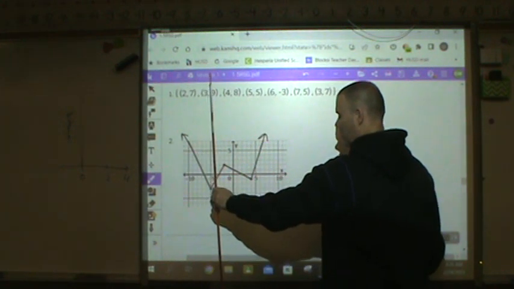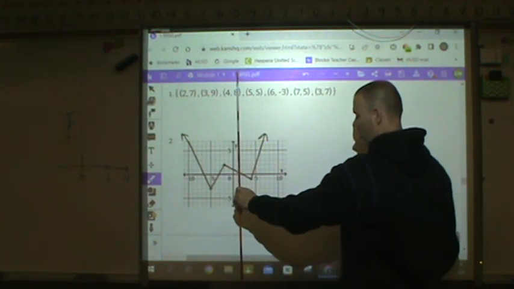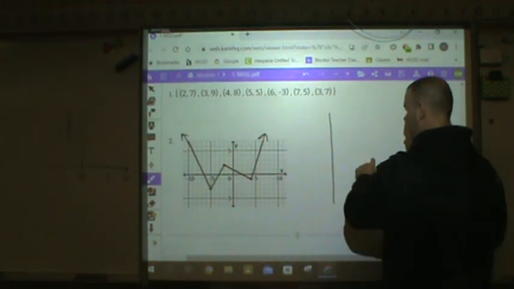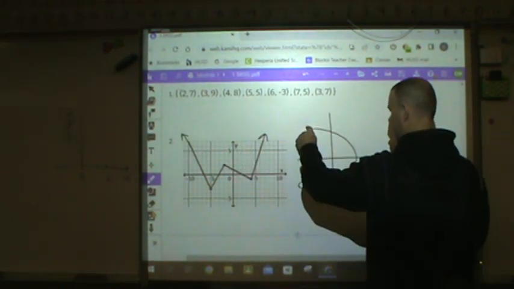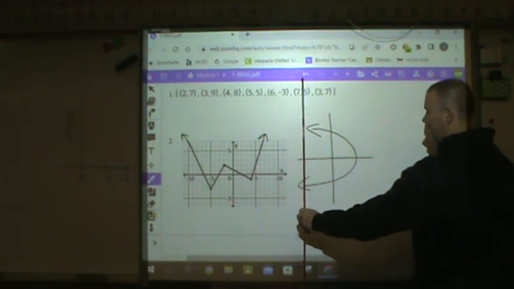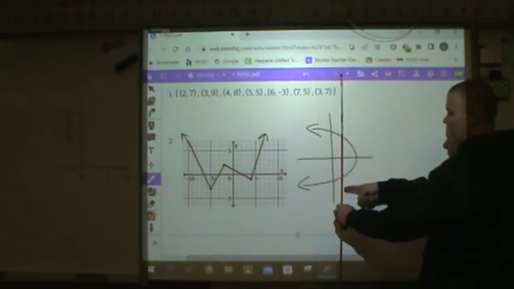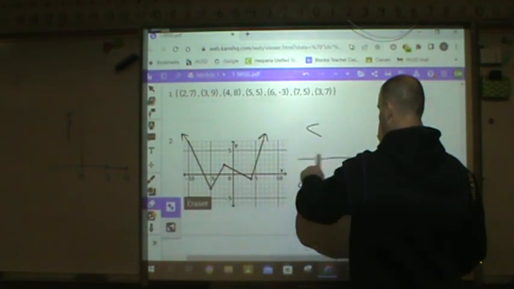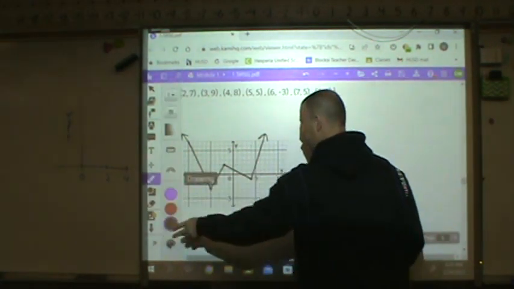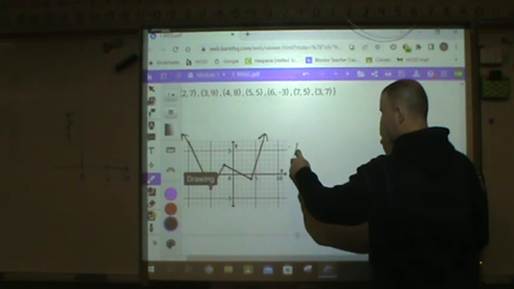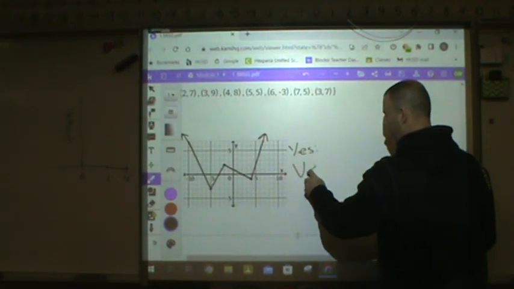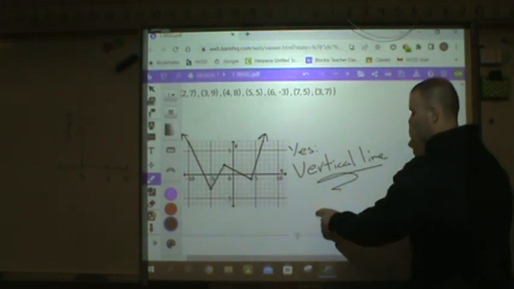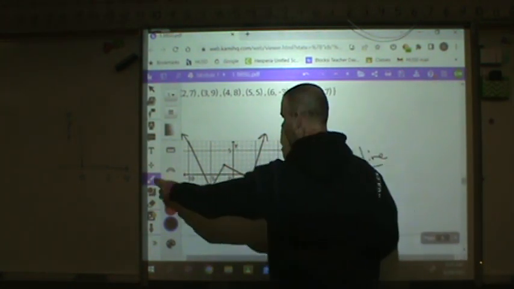So if you see as it goes across, this is true. This vertical line only touches the function at one point at any given time. If I had a function that was like this, this line touches the function here and here at the same time. That is not a function. All right? So the bottom one down here is yes, a function. It passes the vertical line test, so it is a function.